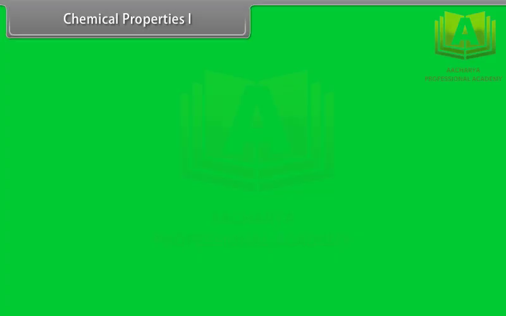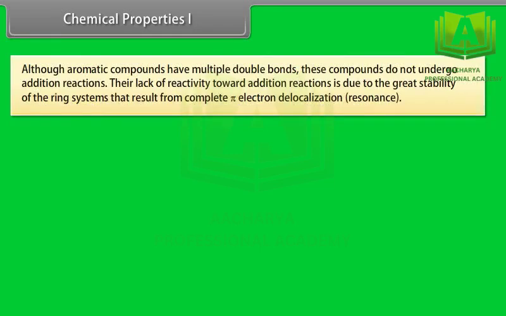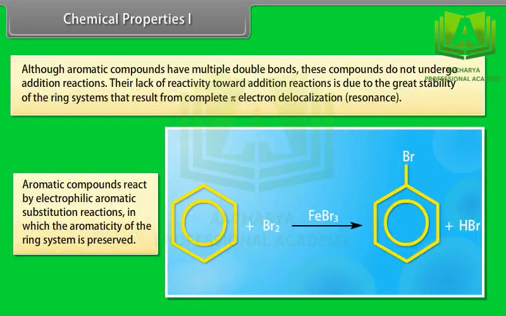Chemical properties 1. Although aromatic compounds have multiple double bonds, these compounds do not undergo addition reactions. Their lack of reactivity toward addition reactions is due to the great stability of the ring systems that results from complete pi-electron delocalization, resonance. Aromatic compounds react by electrophilic aromatic substitution reactions, in which the aromaticity of the ring system is preserved. For example, benzene reacts with bromine to form bromobenzene.